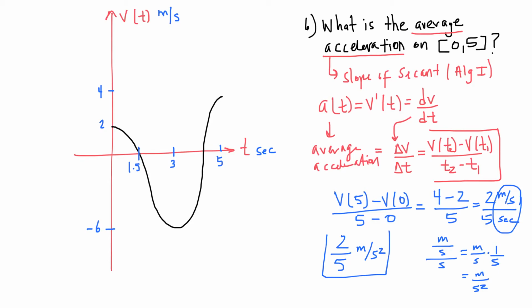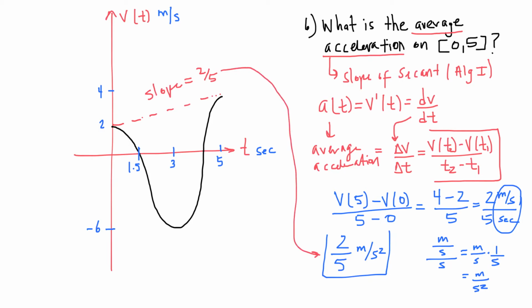And when you think about it graphically, going back to the graph, I'm looking at the average acceleration from 0 to 5. We are just taking a secant line and getting the slope of that secant line. And the slope of that secant line is 2/5.